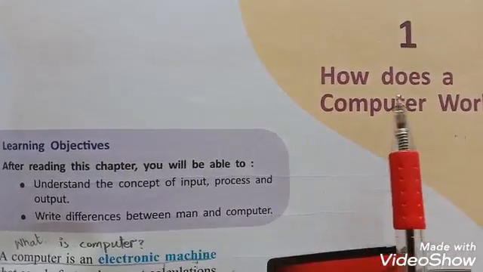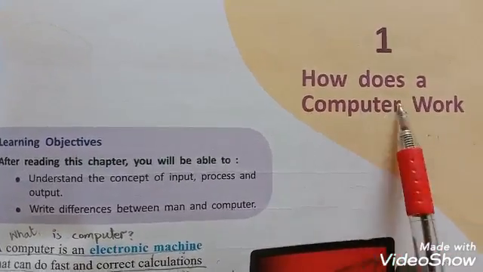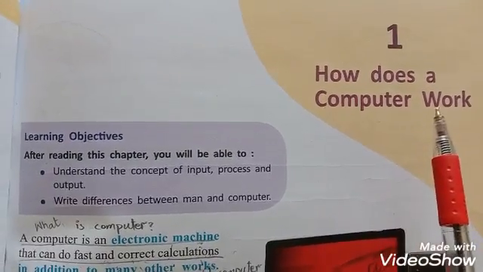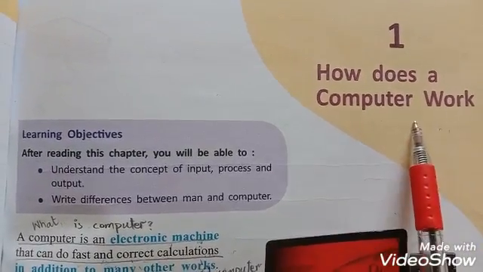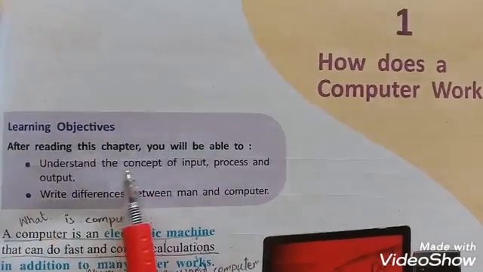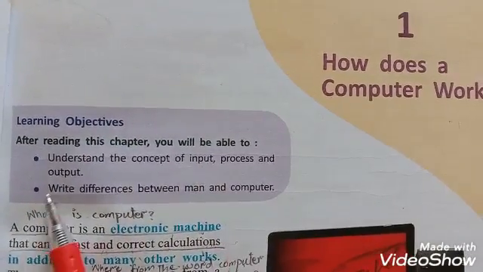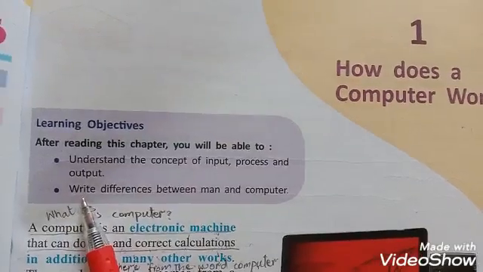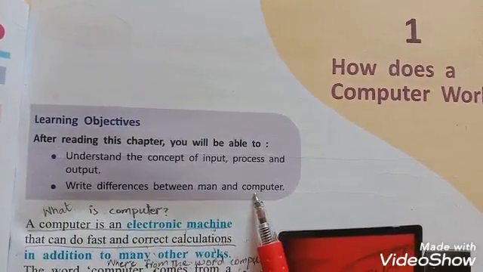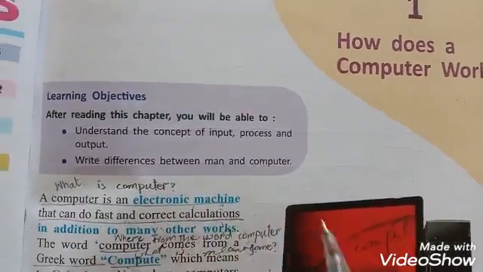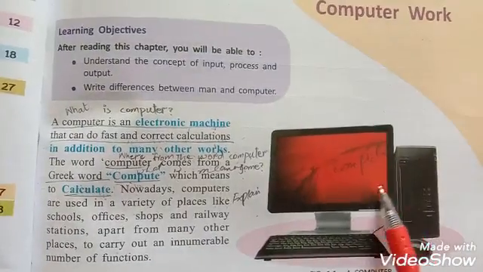Grade 4 students, now we are going to start chapter number 1, how does a computer work. After reading this chapter, students will be able to understand the concept of input, process and output, and the difference between man and a computer. First we discuss what a computer is.